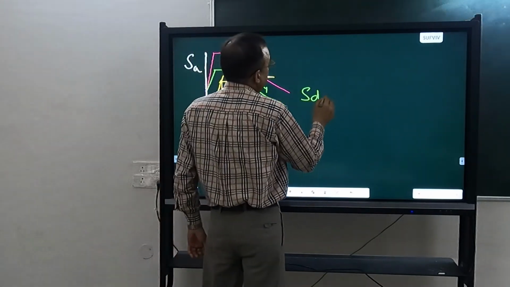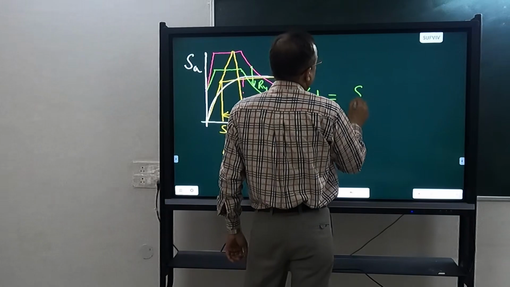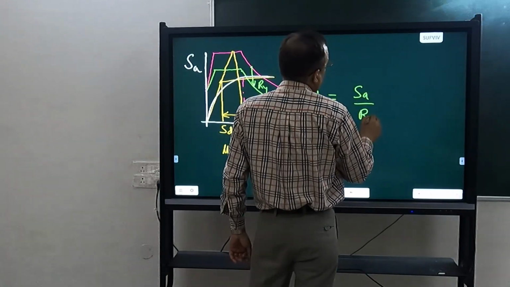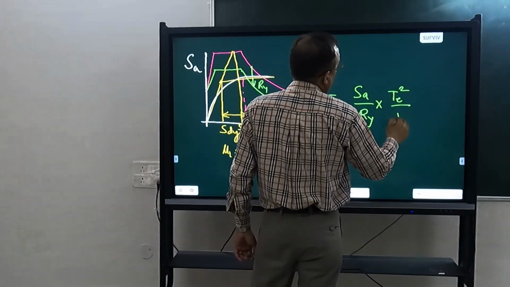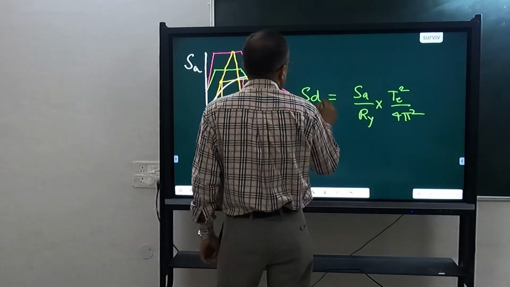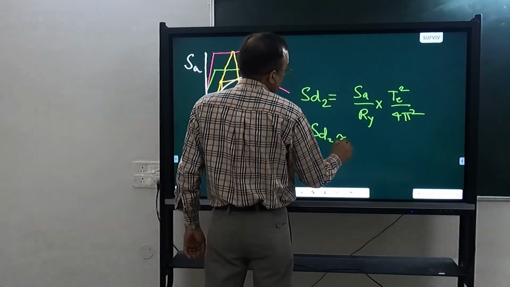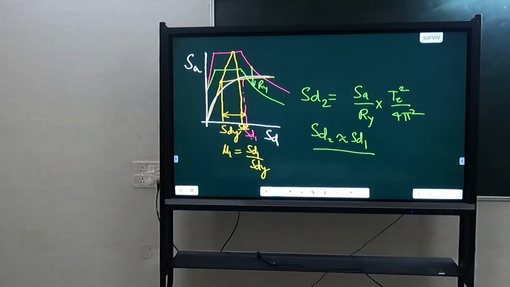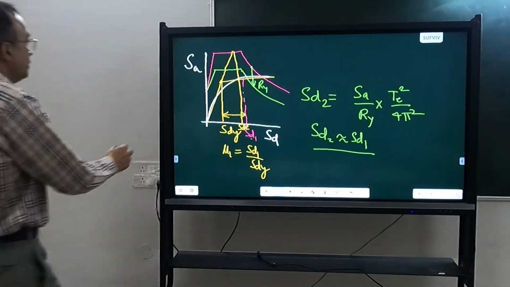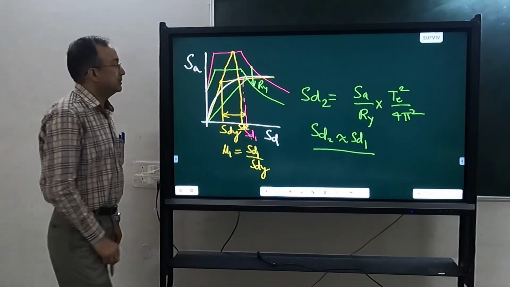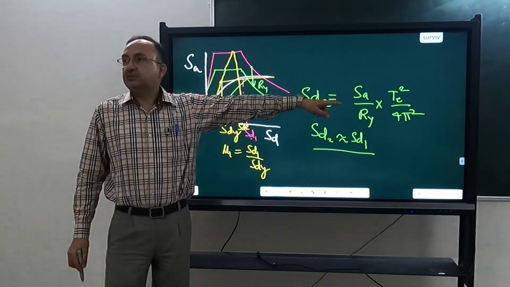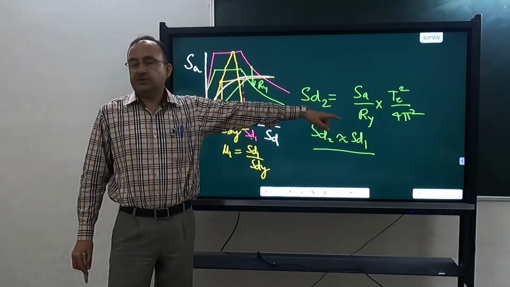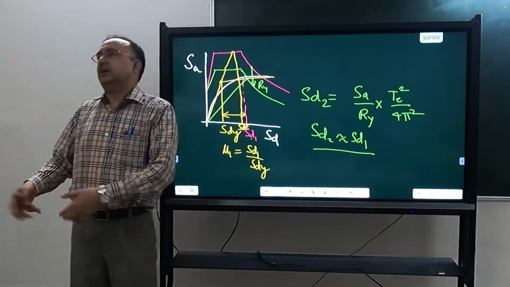So mu SD will be equal to SA over Ry into TE squared divided by 4 pi squared. Let me call this SD2. If SD2 is close to SD1, then the solution is done. So what is the difference compared to the ATC 40 method? In place of damping, we are using ductility for reducing the demand. And there, the displacement was calculated at the secant period. Here we are not calculating at the secant period. Here we are calculating at TE, initial or elastic. That's the difference. Otherwise, the iterations remain the same.